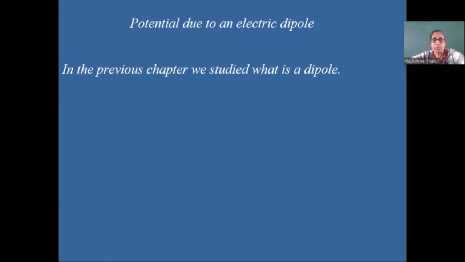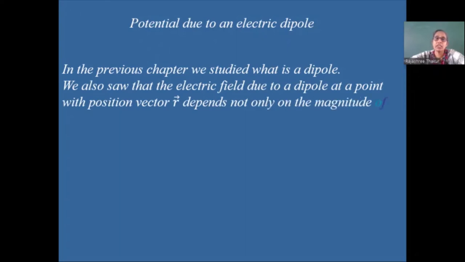In the previous chapter, we studied about a dipole. What is a dipole? What is the length of the dipole? How do we represent it? Dipole moment. All these things we studied. We also saw that the electric field due to a dipole at a point with position vector, say r, depends not only on the magnitude of r, but also depends on the angle between the position vector r and the dipole moment p. This is extremely important.